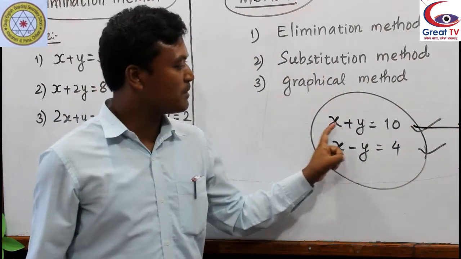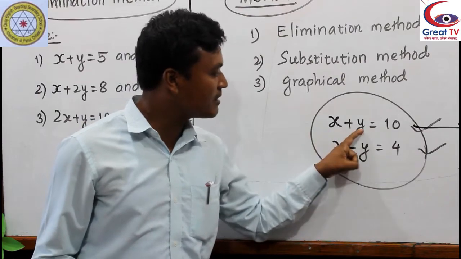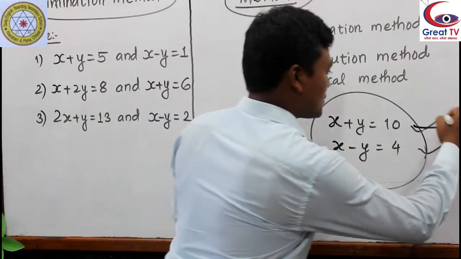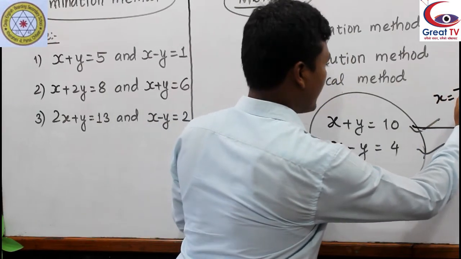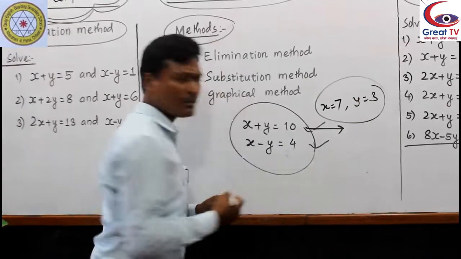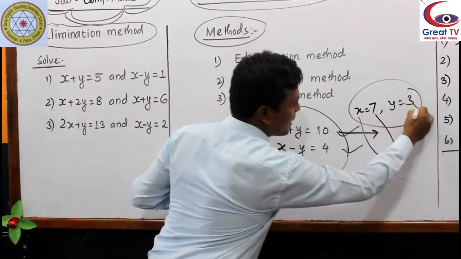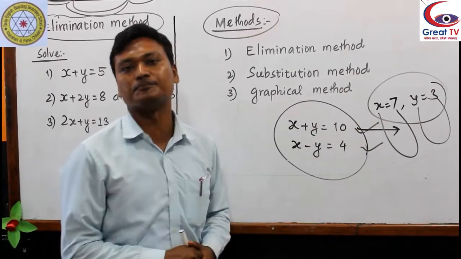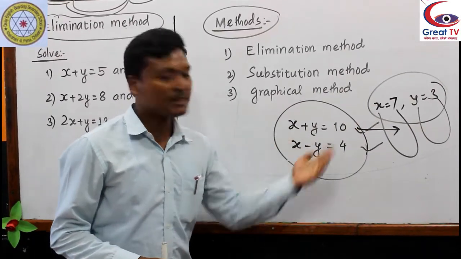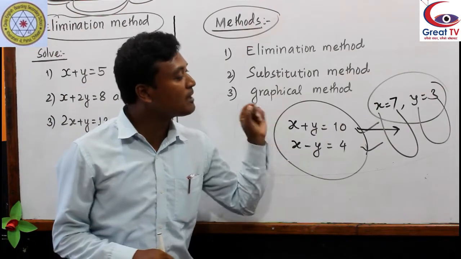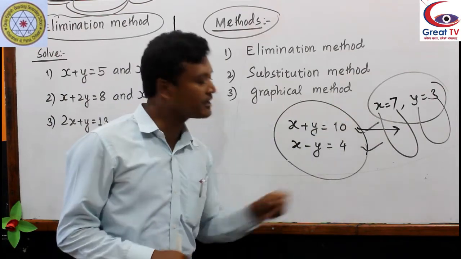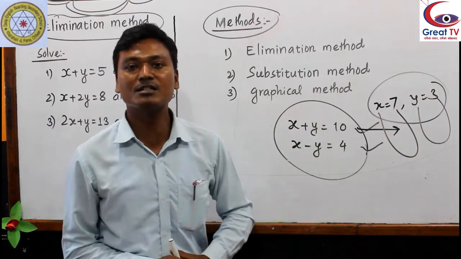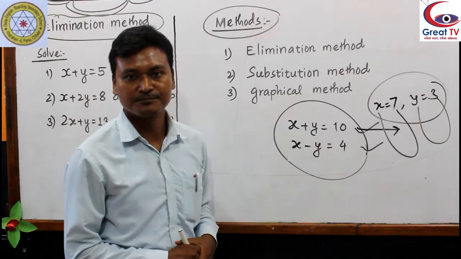Here you can just guess. For x plus y equals 10, x minus y equals 4, the values of x and y should satisfy both. You can just guess. Okay, if x value is 7 and y value is 3. These two, 7 as the value of x and 3 as the value of y, can satisfy both equations. In mathematics we should satisfy. That means if we put the values x equals 7, y equals 3 in both equations, we must get both sides equal. Then only can we say the values satisfy the equation.